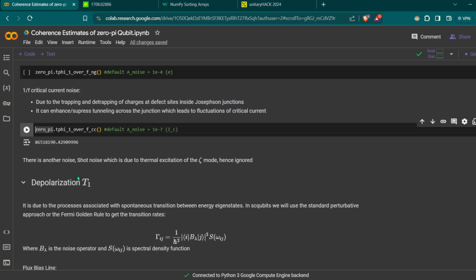And there is another kind of noise which we didn't mention here, which is the shot noise, and it is due to the thermal excitation of the zeta mode. And as we have already ignored the zeta mode, we can also ignore this shot noise in our case. But in the case of ideal conditions, we cannot directly remove this kind of shot noise and also the zeta modes. But for our simulation purposes, we have not considered the zeta mode, as it will be more complex.